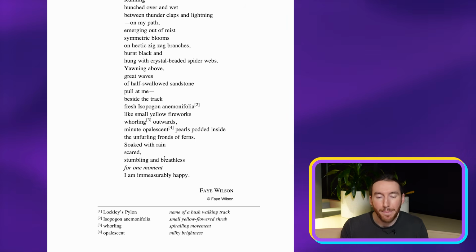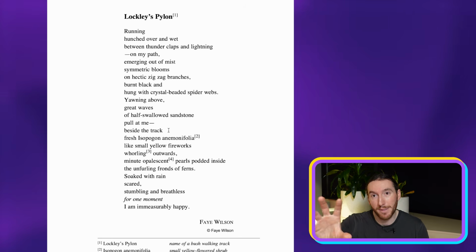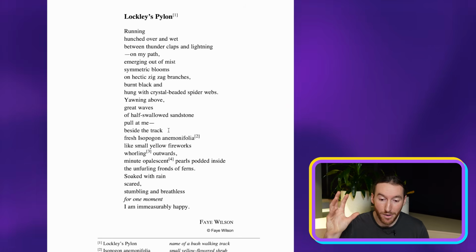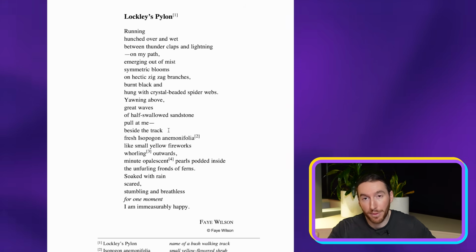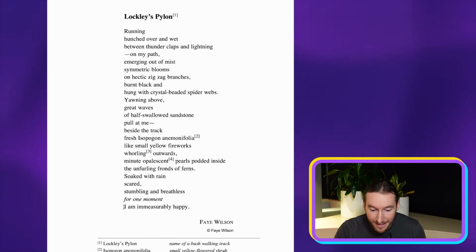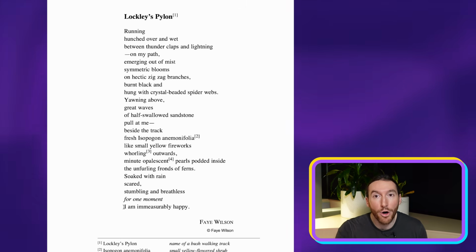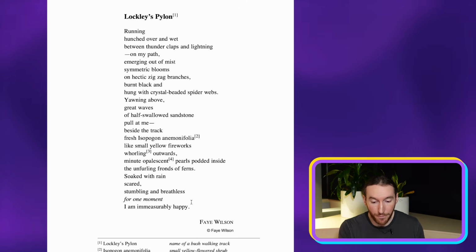So we only need to pick 2 things out of this. I would pick something around the mist section, like earlier. So remember, try and find something early and then something at the end. I like the "out of mist symmetric blooms" visual imagery. And then at the end, I like the contrast in emotive language of "scared" and "immeasurably happy" to show that despite emotional discomfort, you can still feel the heightened sense of joy when you appreciate the beauty of nature. Done. So let's put that all together.